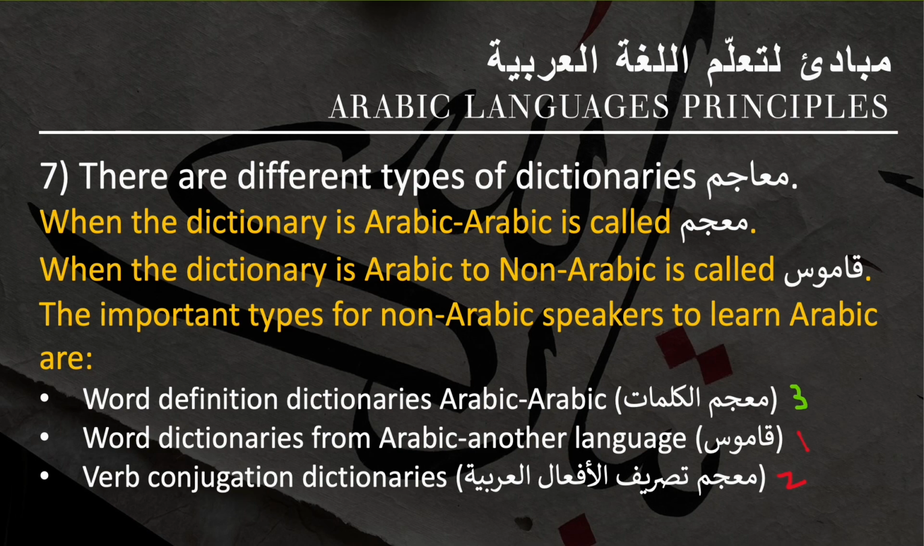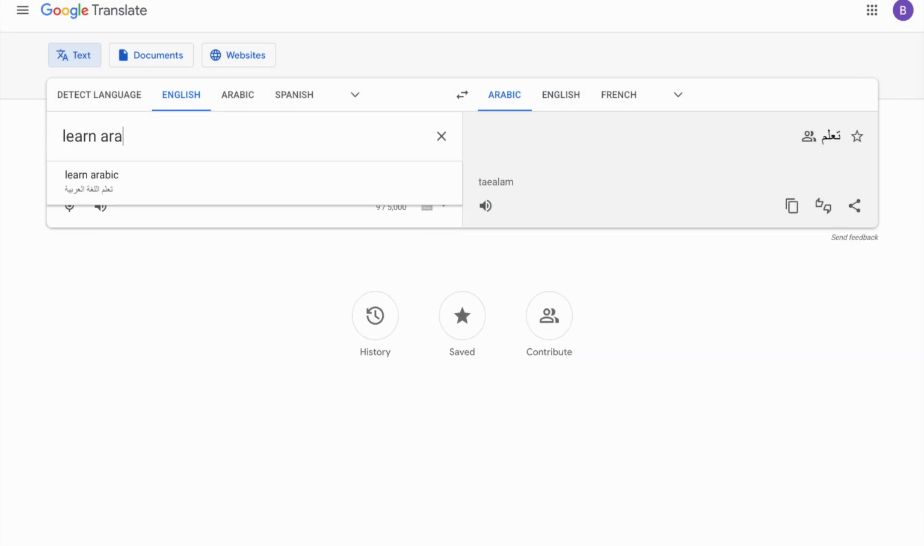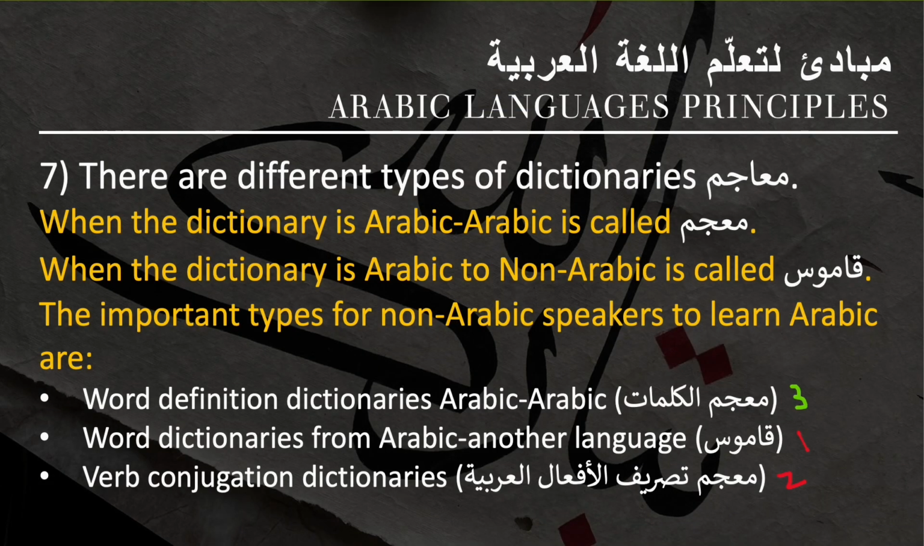By the way, Google Translate is not really excellent at translating from Arabic to English and vice versa, but it is still a great tool to gain some fair robotic translations.